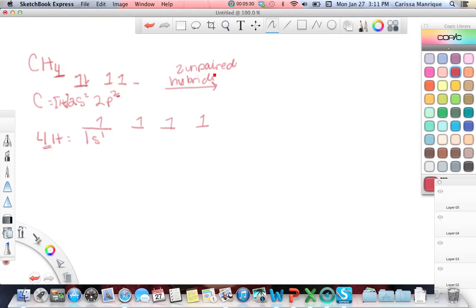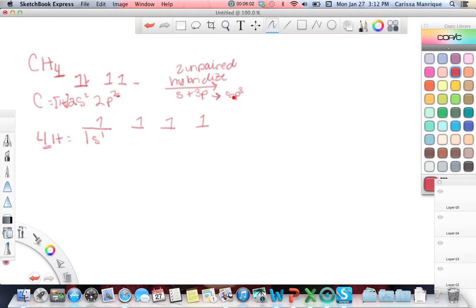Hybridize the orbitals. So we're going to mix them. Imagine we put them in a blender. We have an s, so one s, and then 3 p's, because there are 3 p shapes. I'm going to mix these up in a blender, so now I have a mixture of sp3s, because I'm mixing them together.